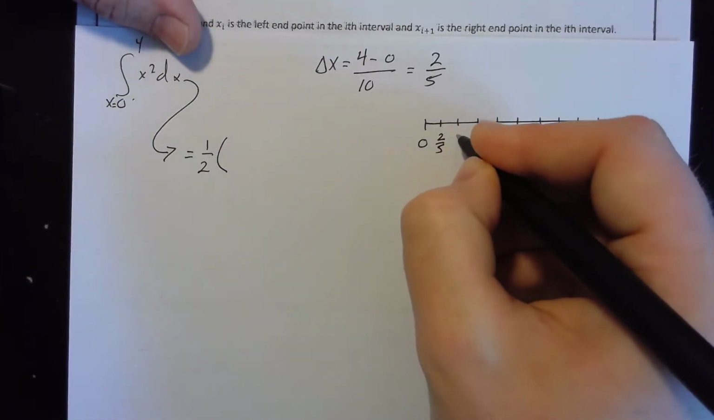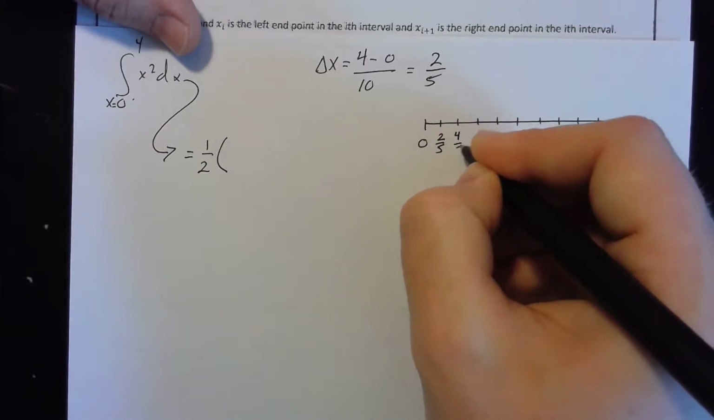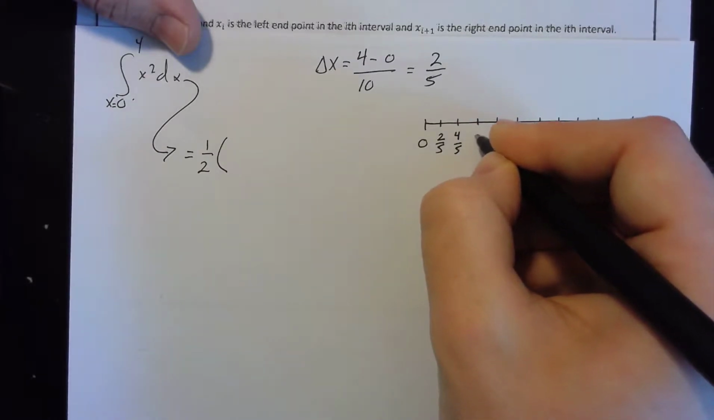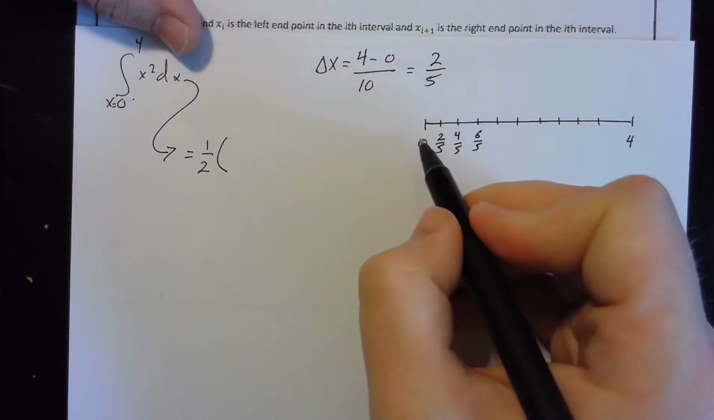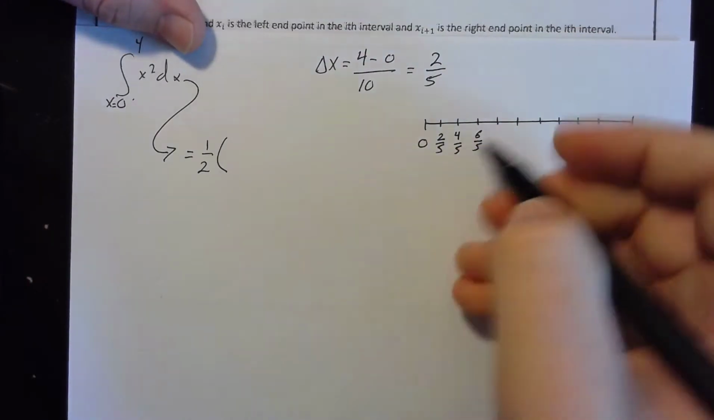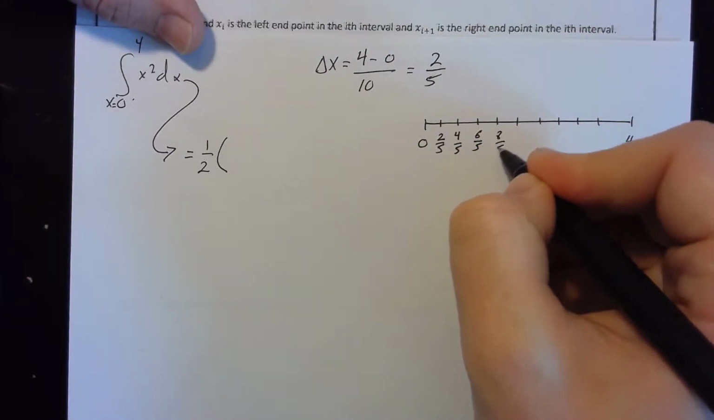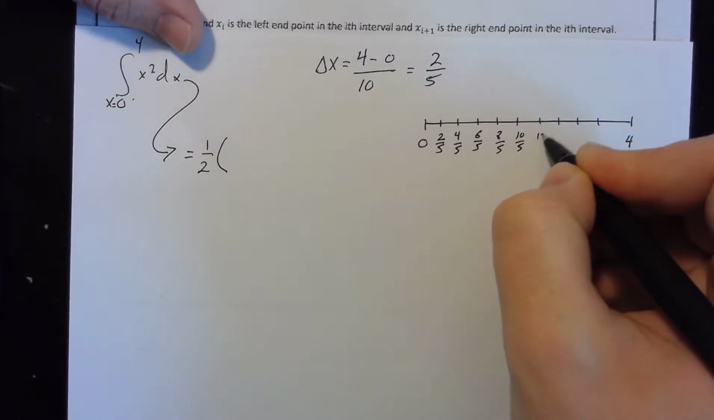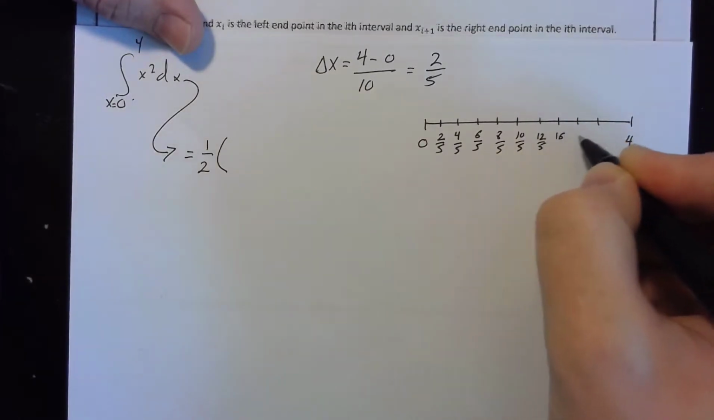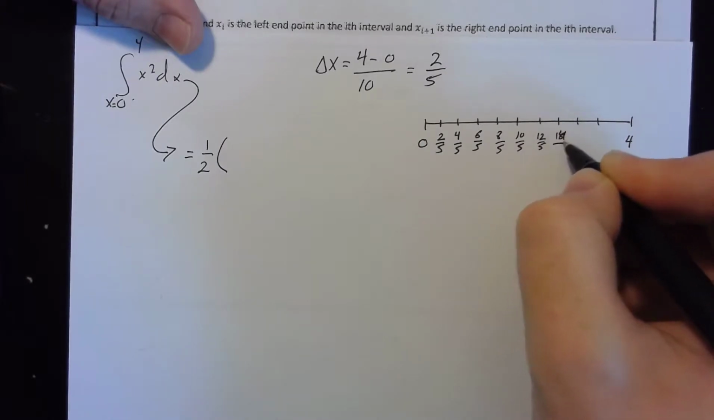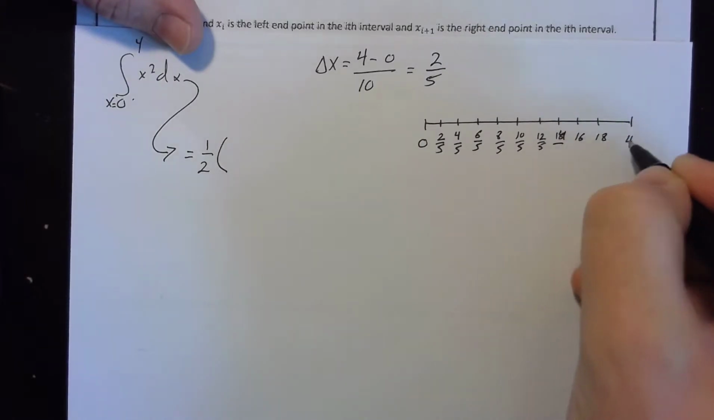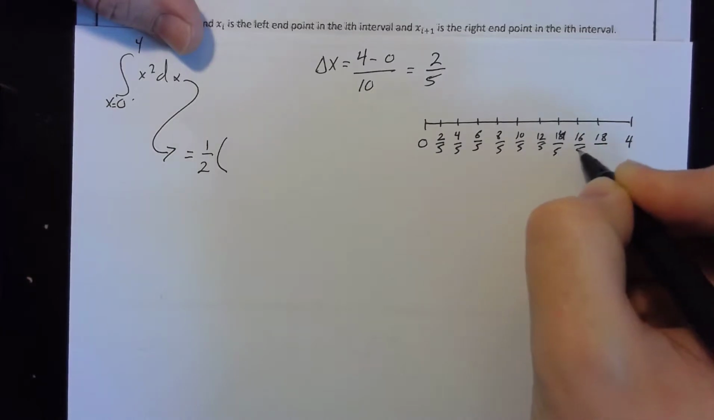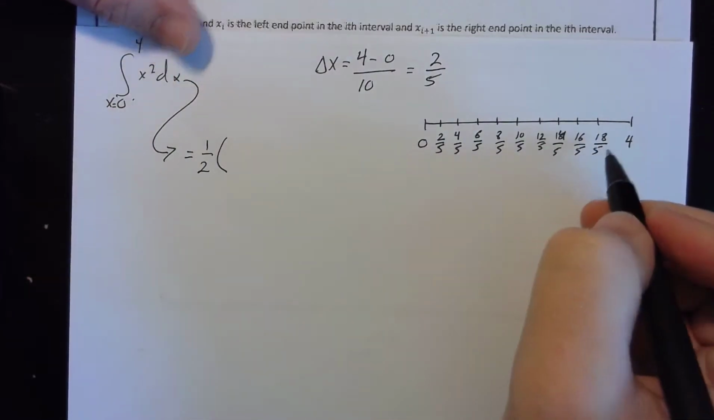So the first set is 2/5, then 4/5, then 6/5, because all we're doing is going from one to the next, adding the distance of 2/5. So 8/5. The next one would be 10/5, which is 2. Then 12/5, 14, 16, 18, and then finally 20/5, which is nothing more than 4. So we have all of those values written out.